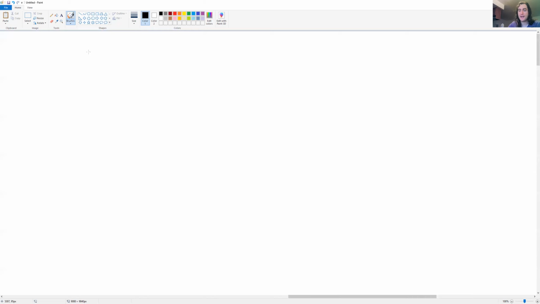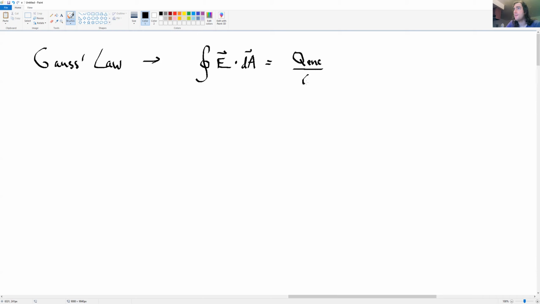So we can now write down all of Maxwell's equations. The first one that we looked at was Gauss's law. Gauss's law says that the electric flux through a closed surface is always equal to the charge enclosed in that surface divided by epsilon naught.